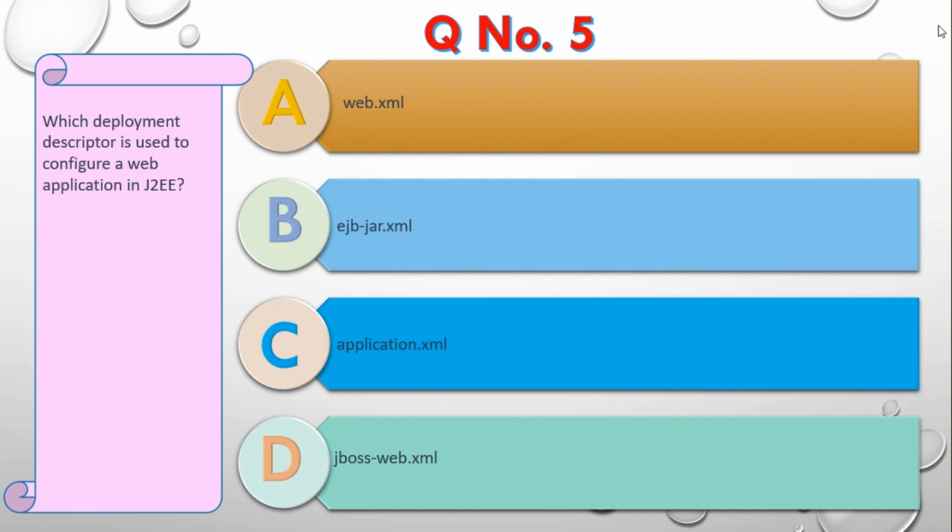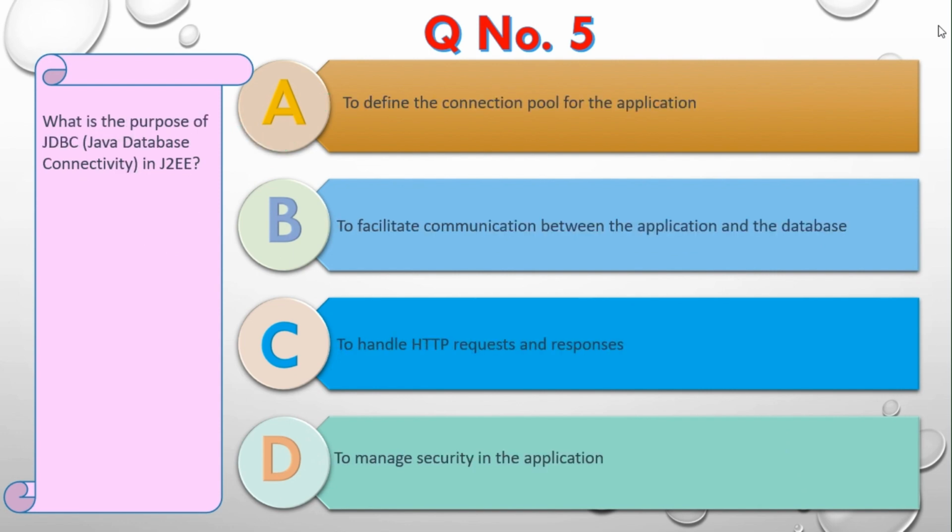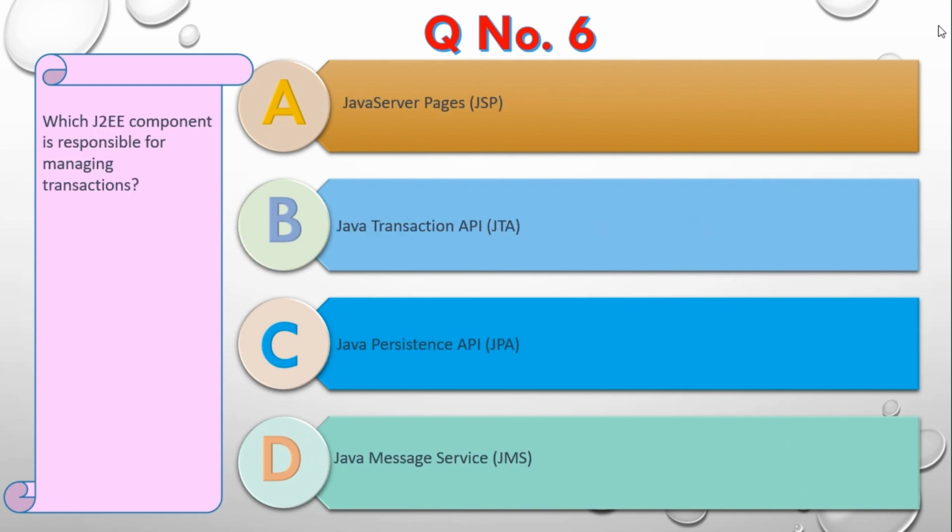Which deployment descriptor is used to configure a web application in J2EE? jboss-web.xml. Which deployment descriptor is used to configure a web application in J2EE? web.xml. What is the purpose of JDBC, Java Database Connectivity, in J2EE? To facilitate communication between the application and the database.